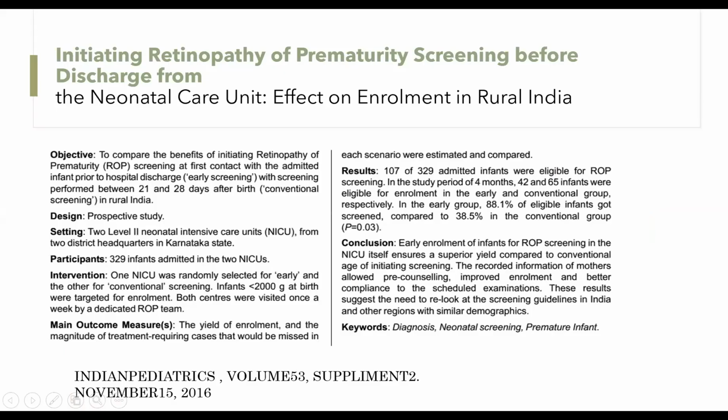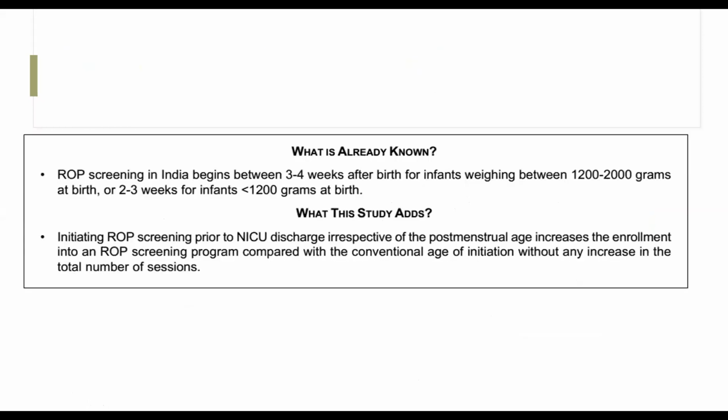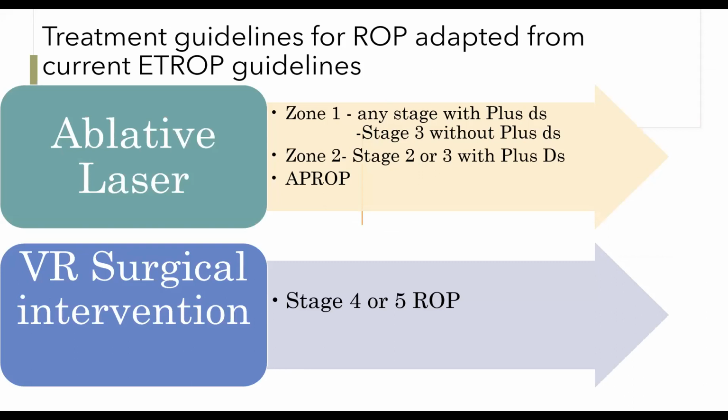So this is another paper, what I discussed before, where they did the screening of each of the babies before discharge from the NICU, even if the baby was 5 days old. What they found was initiating a ROP screening before NICU discharge, irrespective of post-menstrual age, increases the enrollment into the ROP screening program without increasing the number of sessions. So this is one of the important factors where we can decrease the chances of missed screenings. So coming to the treatment guidelines according to the ETROP classification.